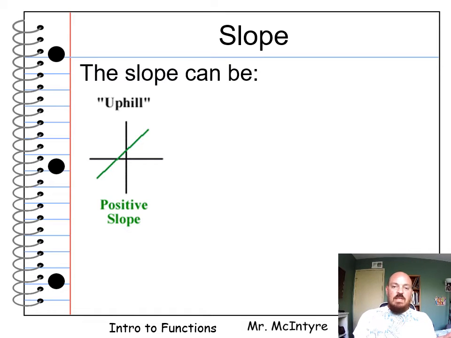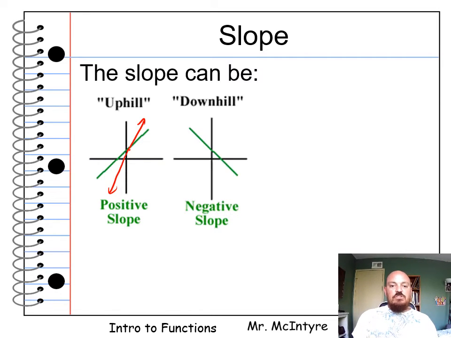So like if I said that green line, let's say the slope is 1, if the slope was 2 instead of 1, what that would mean is it would still be uphill, but it would be a little bit steeper hill. And if the slope was 10, it would be much steeper. So basically, the positive part tells you uphill. How big the number is tells you how steep it is.